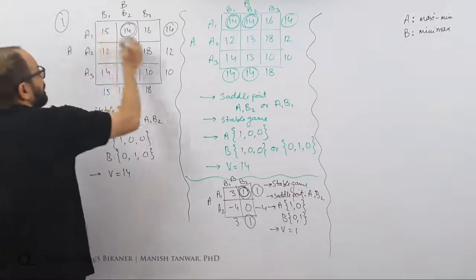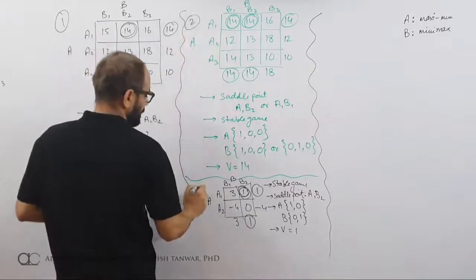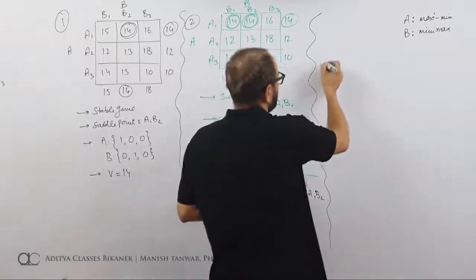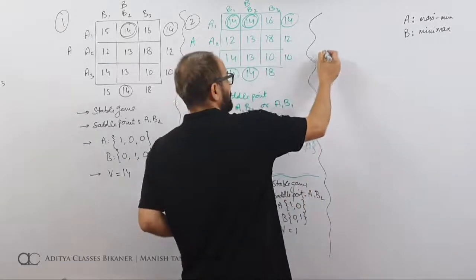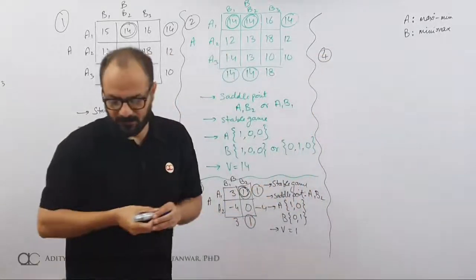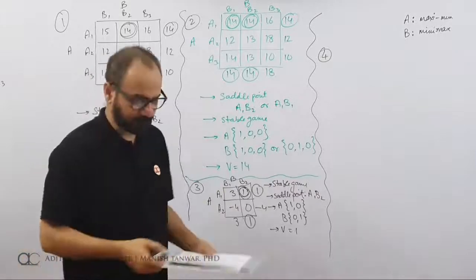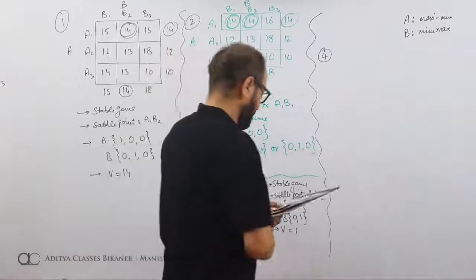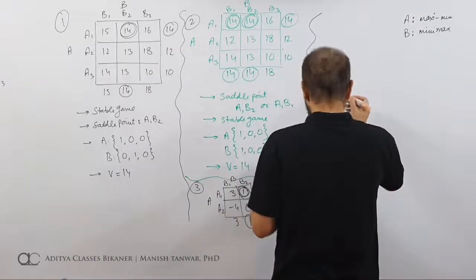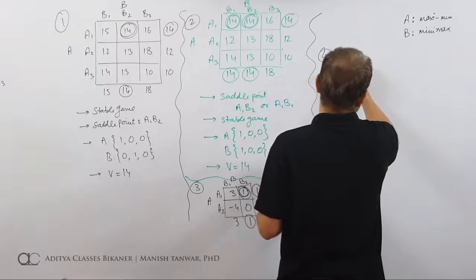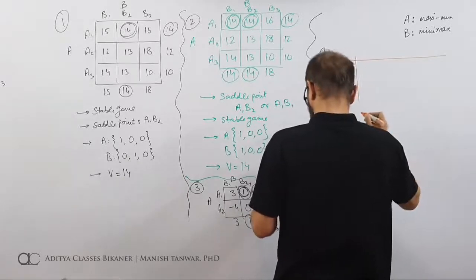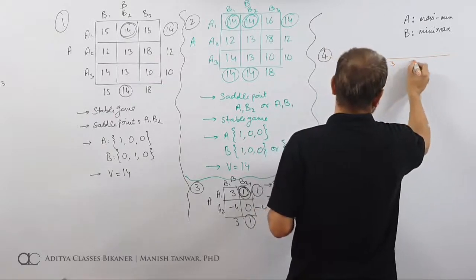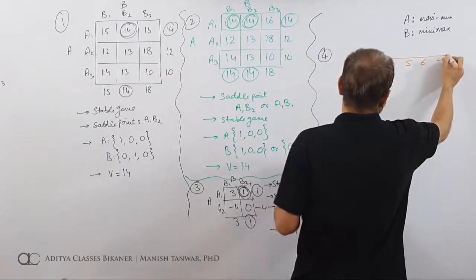So we see that if we talk of stable games, they are very easy, very fast to solve. So we'll take one more question and then we'll wind this up. Topic of stable games. Use another pen. So let us say the game is 2, 2, 3, 5, 6, minus 4.